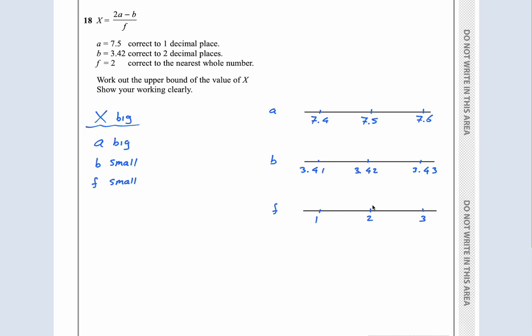Then I want A big, so I'm going to go to the upper bound of A, which is halfway between these two. It's 7.55. I want to make B small, so I'm going to go to the lower bound, halfway between these two. That's 3.415. And I want to make F small, so I go halfway between these two, which is 1.5. Then I sub in: upper bound for X is equal to 2 times 7.55, 2 times this, A, minus B, which is this, 3.415, and divide by F, which is this 1.5.